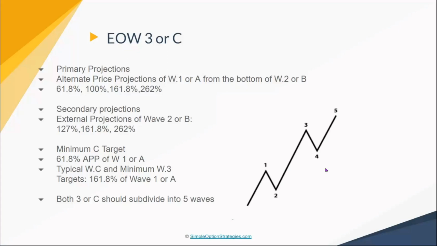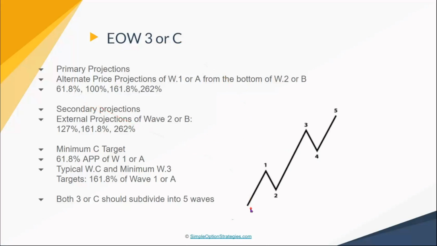Most people use these alternate price projections right here. What they are is computed: you start from the bottom of 1 to the top of 1, click, bottom of 2, click, and you'll get these numbers right here. On your sheets, the most common projections are the 100% to the 161.8%. Now notice, this is the end of wave 3 or C when we're looking at these things.